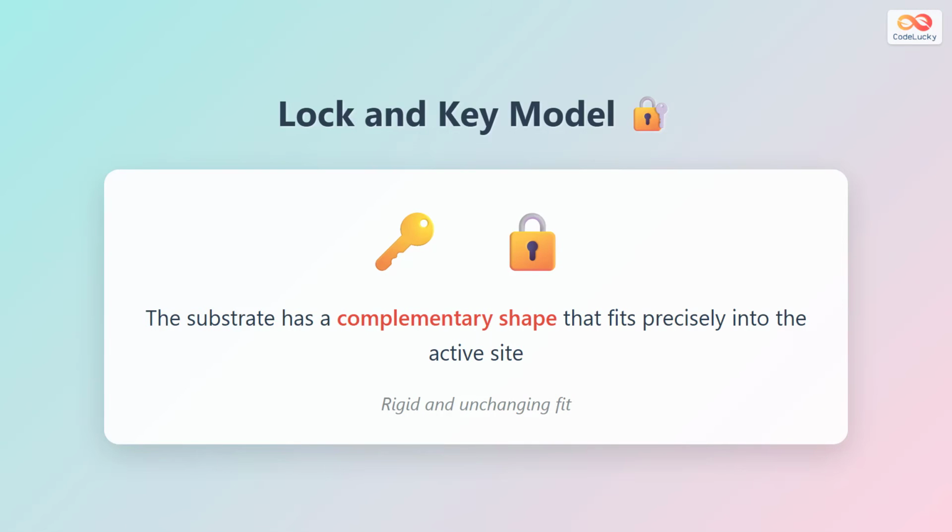Historically, scientists proposed the lock and key model to explain enzyme specificity. In this model, the substrate has a complementary shape that fits precisely into the active site, just like a key fitting into a lock. This explains why enzymes are so selective about which molecules they'll bind to. The fit is rigid and unchanging, meaning the enzyme and substrate shapes are already perfectly matched before they meet. While this model helps us understand the basic concept of specificity, we now know that reality is a bit more complex.